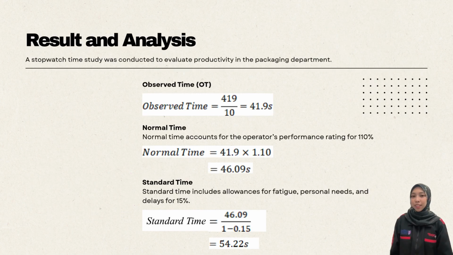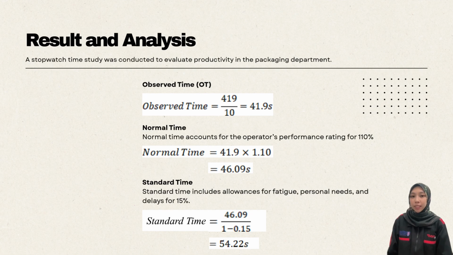Next, I will present the results and analysis for Chapter 4. A stopwatch time study was conducted in the packaging department to understand how long each task takes and evaluate the productivity of the process. Based on 10 observations, the average observed time was 41.9 seconds. This shows that the operator's working pace is quite consistent.